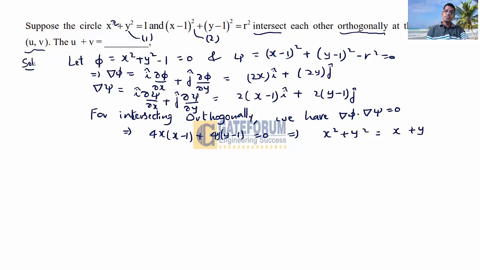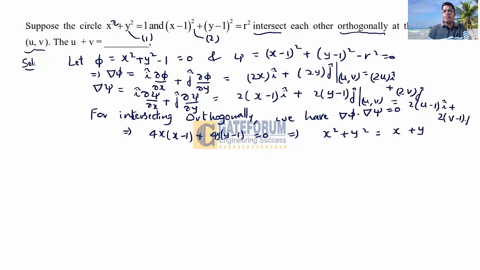Okay. Now, this u comma v is the point of intersection of the two curves. Am I correct or not? So, you can substitute here directly. At u comma v, the point of intersection, you will be getting 2u i cap plus 2v j cap. Similarly, at this u comma v, you will be getting 2 into u minus 1 i cap plus 2 into v minus 1 j cap.